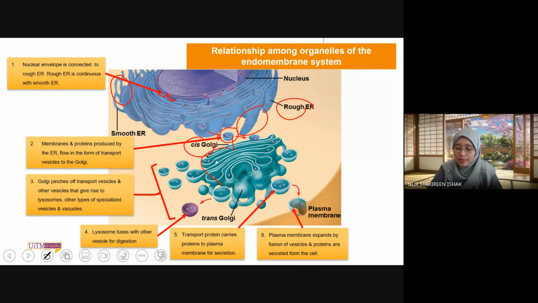The protein will be modified and then packaged again at the trans face, and either fuses with the plasma membrane to secrete out all the protein products, or it can become a lysosome, or it can fuse with the membrane of the rough ER. That's it. Okay, so this is the summary of the endomembrane system.